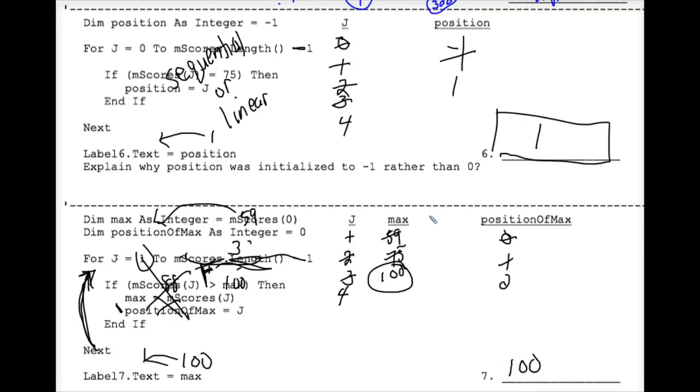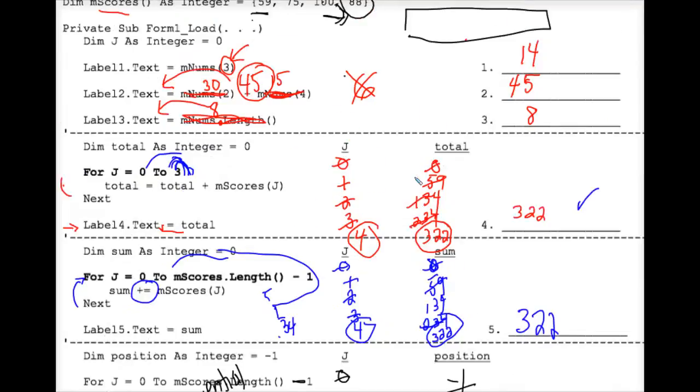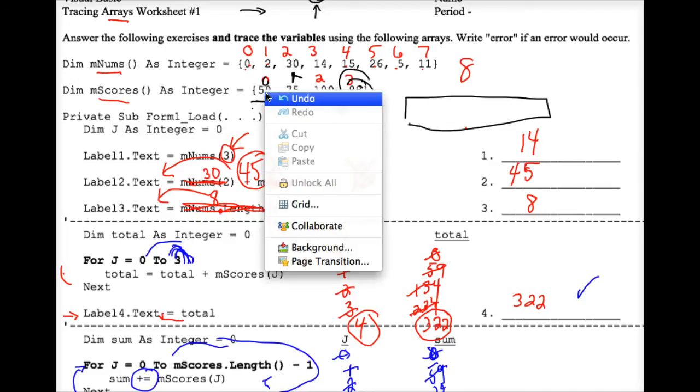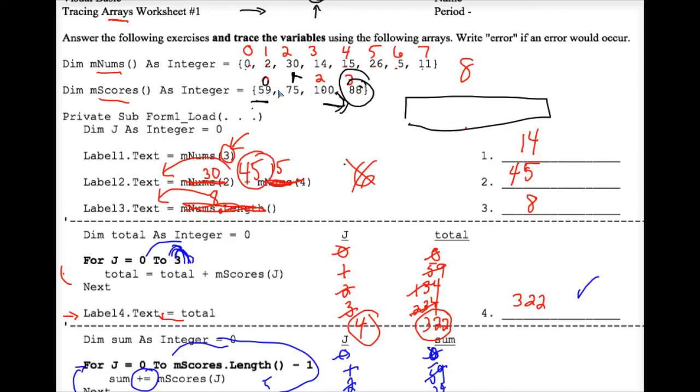Now, we could have just used our eyeballs. If you had asked me what is the biggest number in this array, I would have just scanned from left to right, and that's what this algorithm did. I would have looked at the 59 and set it equal to max. Then I would have asked, is 75 greater than 59? Yes. Is 100 greater than 75? Yes. Is 88 greater than 100? No. And that would lead me to conclude that 100 is the biggest number.